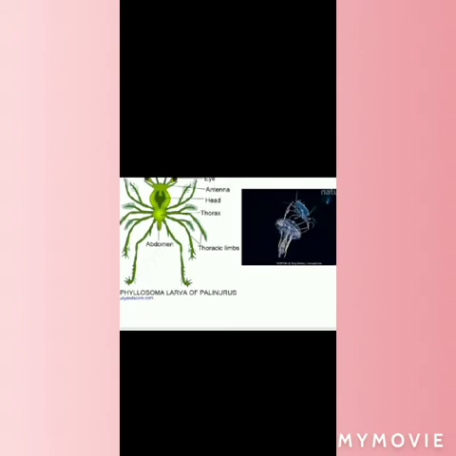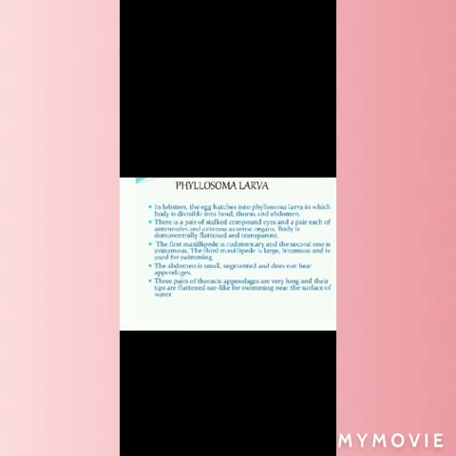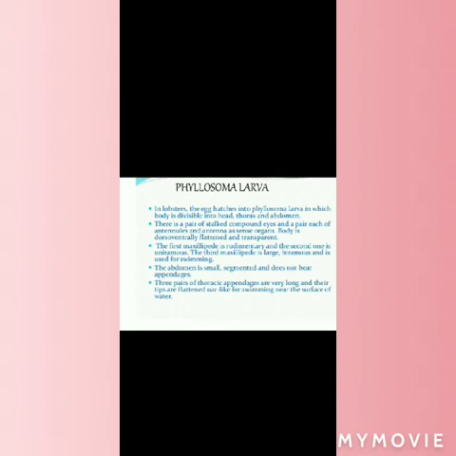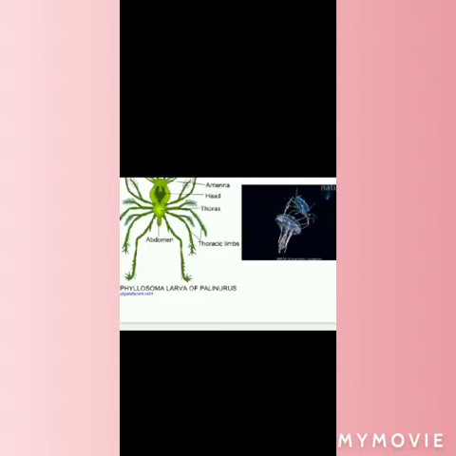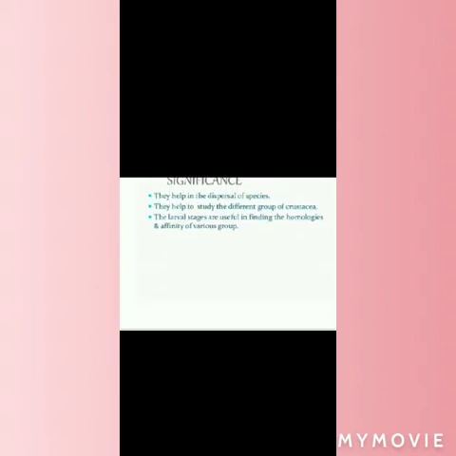And this is the phyllosoma larva of Palinurus. See the structure first. It possesses antennules, eyes, antenna, head, thorax, thoracic limbs, abdomen, right? The peculiar structure: 3 pairs of thoracic appendages are very long. See here, the 3 pairs of thoracic appendages are very long and their tips are flattened, oar-like, for swimming near the surface of water. They are mainly used for swimming.